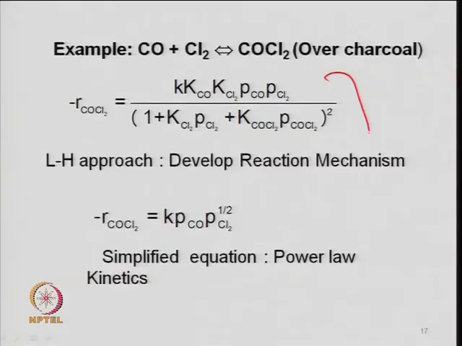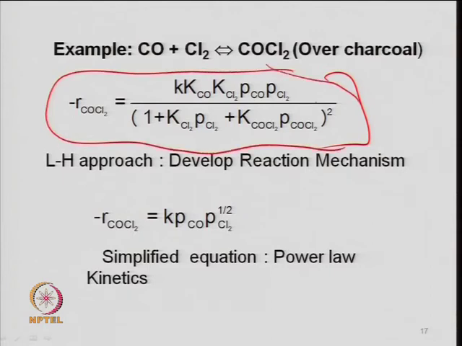So, just as an example, I have left it here for your understanding. Suppose the rate of reaction, this is for COCl2, phosgene gas, which is formed by the reaction of carbon monoxide and chlorine, and carbonyl chloride is formed. The rate of reaction which has been postulated and verified also is something like this type. Here you can see that there is a square term in the denominator.